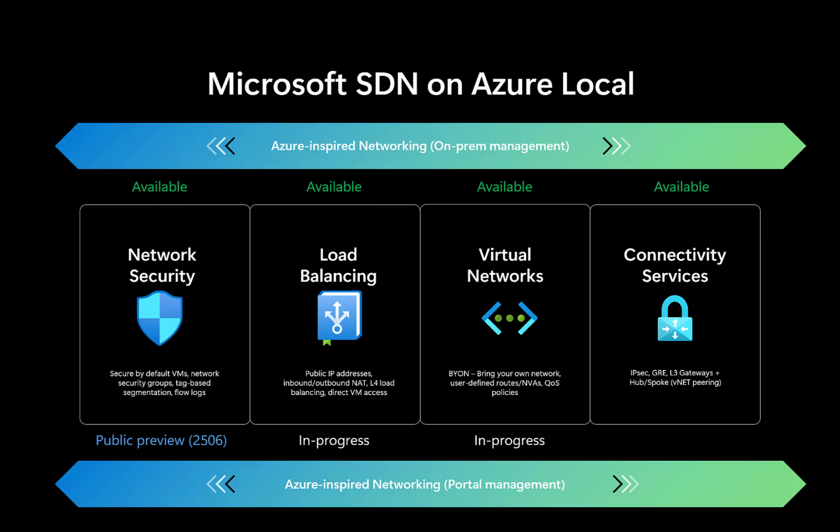And last but not least is our connectivity services. So with our connectivity services, we have gateways, and we have 3 different types of gateways to get out of a virtual network. One is an IPsec. So with a site-to-site, you want to ensure that it's secure communication. A GRE is really good if you already have an existing MPLS and you don't need to worry about security. You could simply stand up a GRE tunnel. And then the last, which is the most used by our customers, is just an L3 gateway.